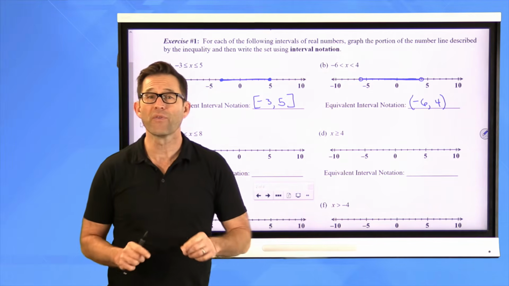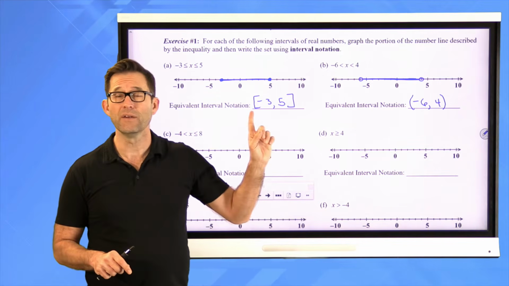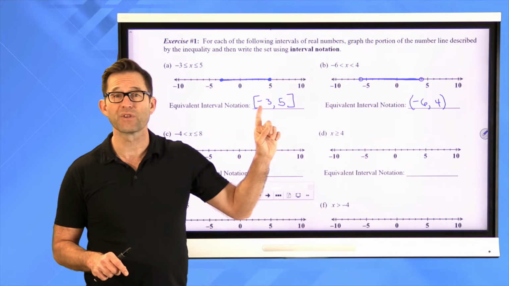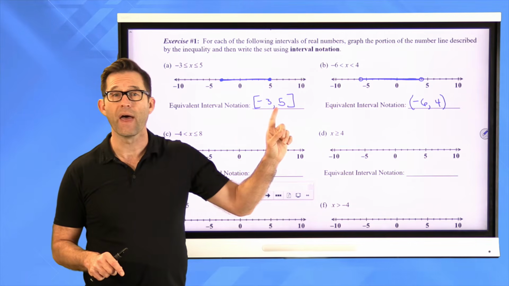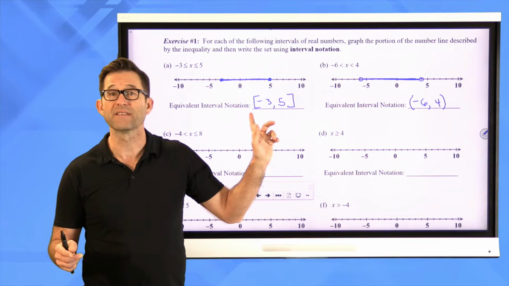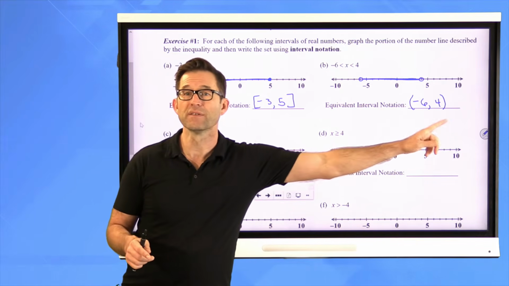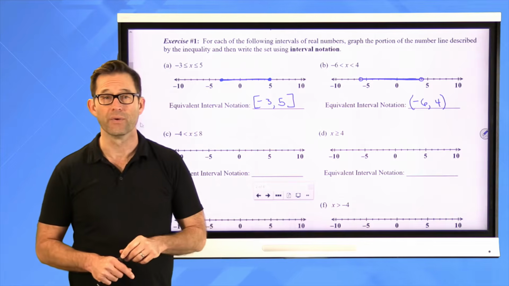But the most important thing to understand right now about interval notation is that all you basically need to put down is the x value where you start, the x value where you end, and then you have to use square brackets if the endpoints are included, and you have to use parentheses if the endpoints aren't included.